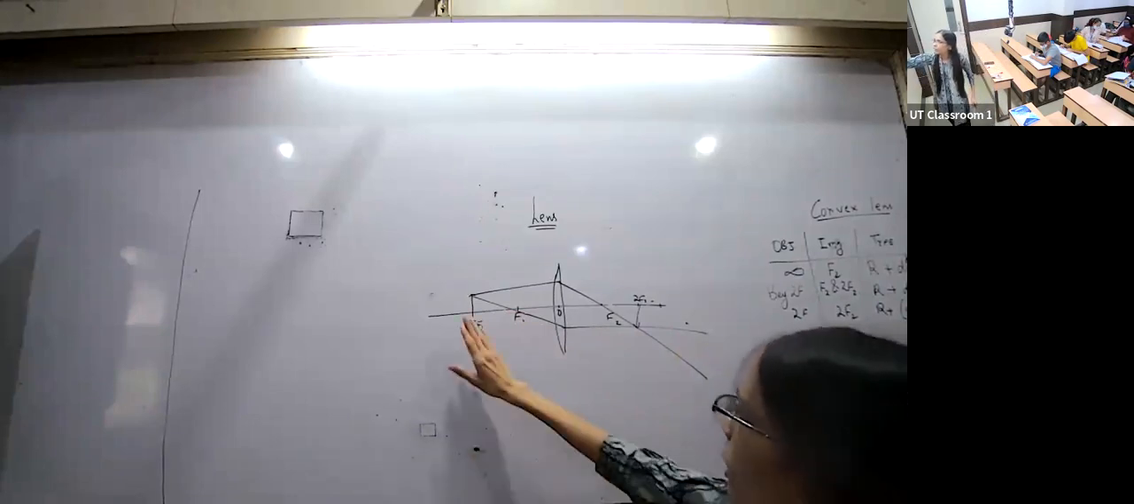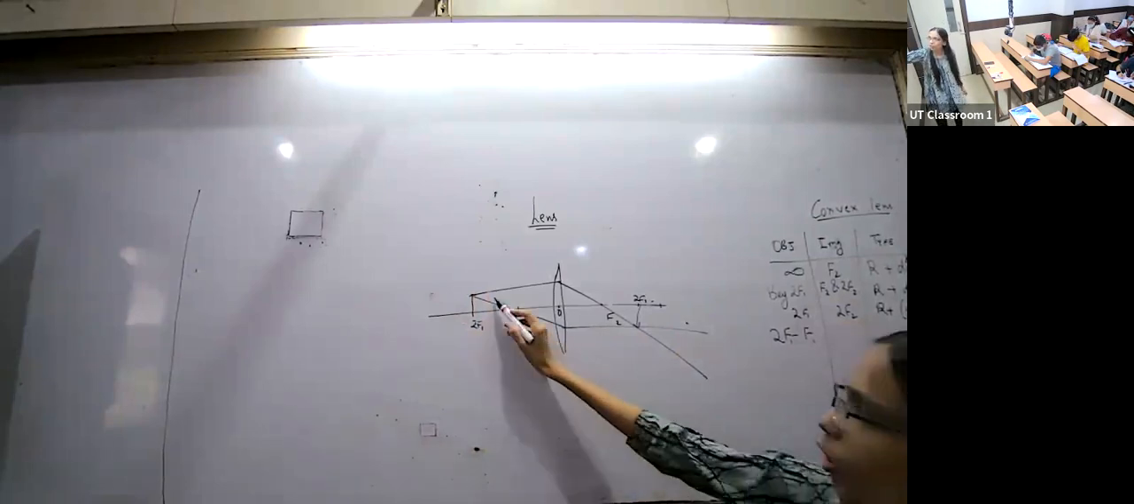All right, the ones who are done can go to the third one. Now we will move one step closer. Now my object will come between 2F and F. Let's put it like this. So my object has gone even closer now.